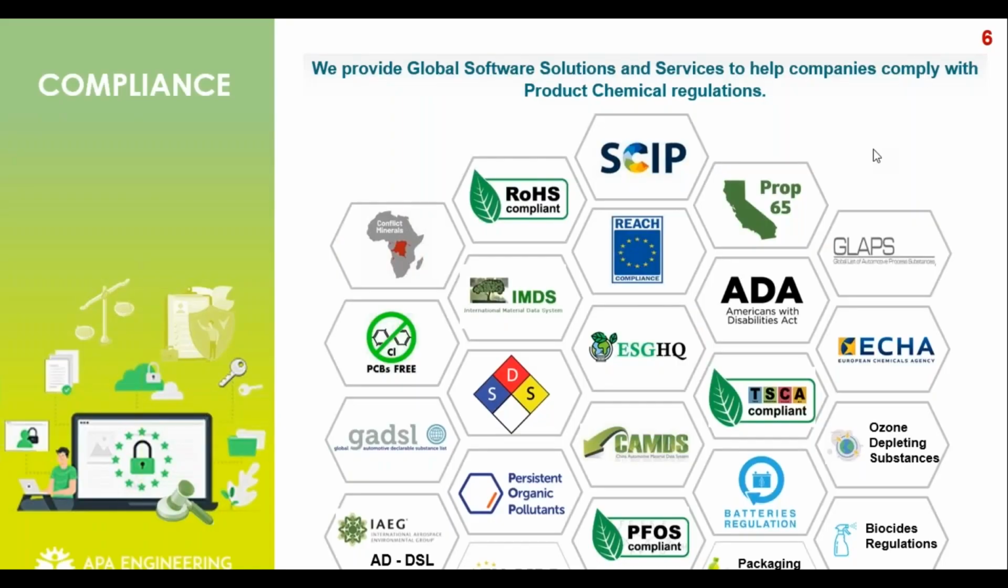And we provide global software solutions and services to help companies comply with the product chemical regulations. As you can see, there is a wide reach of compliances that are available with us. There's a lot of coverage. Some of the prominent compliances like REACH, RoHS, SCIP, IMDS, conflict minerals, PFAS, and also recently we have added sustainability related regulations as well, and we also supply chain due diligence related regulations as well. Due to the lack of time, I'm just skipping this over.